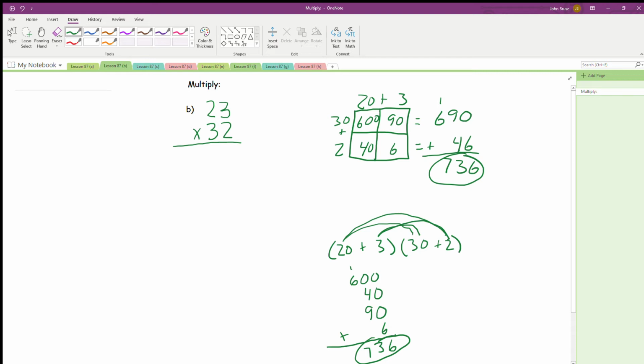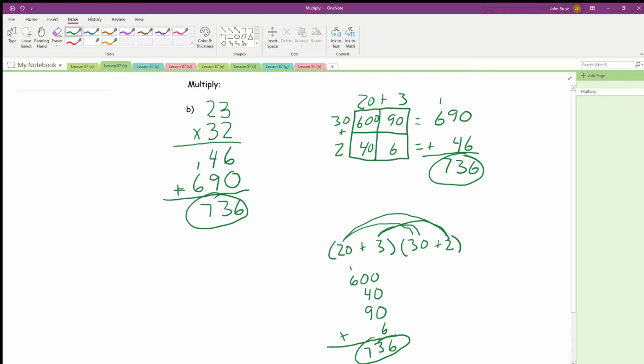Okay, and then we're going to do the shortcut method. So we're going to start with 2 times 3 is 6. 2 times 2 is 4. We put our 0 here on the second row. Then we do 3 times 3 for 9. And then 3 times 2 is 6. We add those up, and we get 6, 13, and 7.